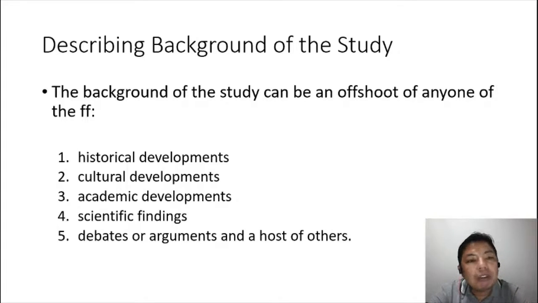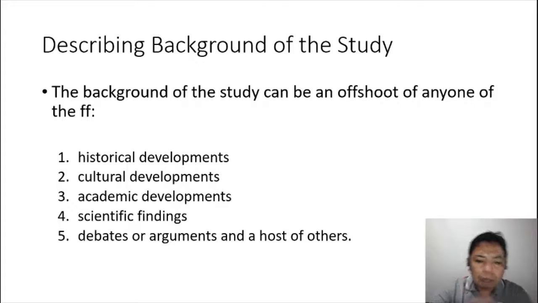So, pwede nyo i-base yung background of the study nyo, of course, basing on your topic pa rin. It can be based on historical developments. It can be based on cultural developments. It can also be based on academic developments, scientific findings, and even debates or arguments and a host of other things. So pwede mong gamitin ito to formulate the background of the study.